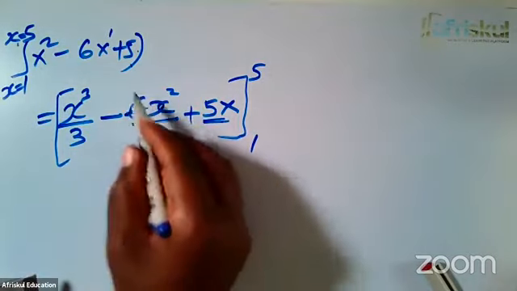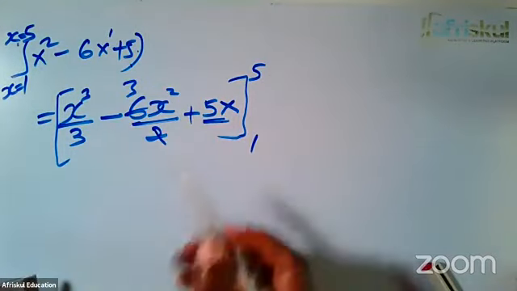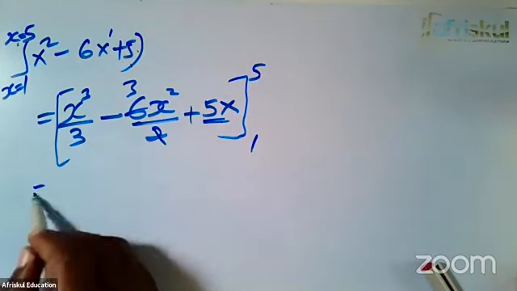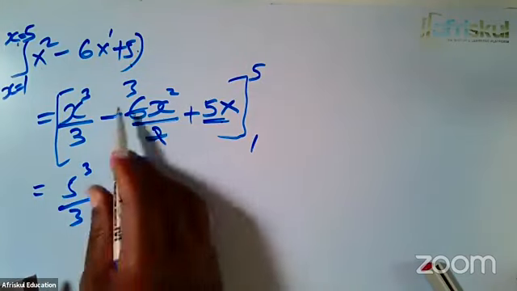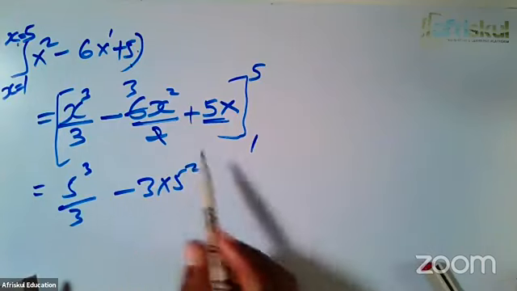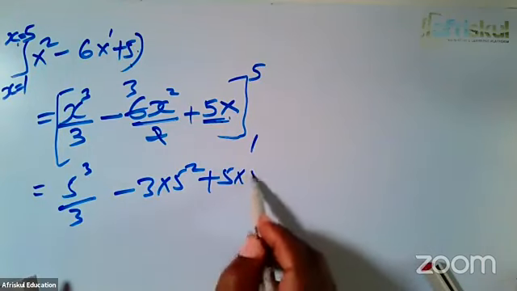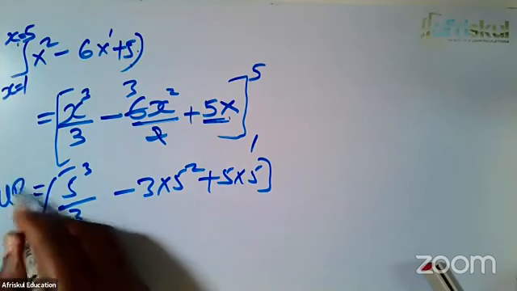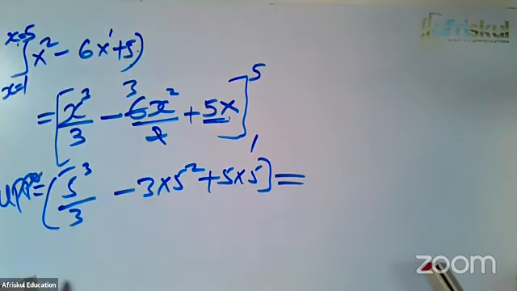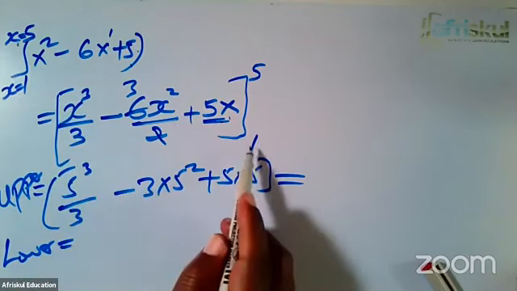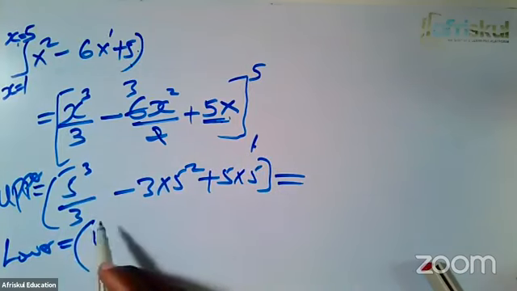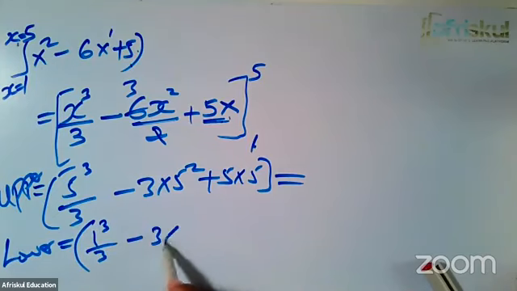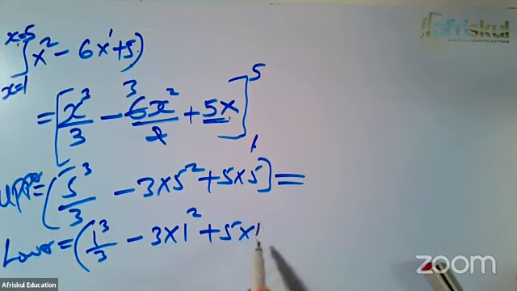So come and put here 5 versus 1 there. Please go ahead and evaluate by putting the upper limit. So the upper limit will be 5 cubed, if you assume x is 5. So 5 cubed over 3 minus 3 times 5 squared plus 5 times 5. First of all, you handle the upper limit, which gives us an answer. And then we have the lower limit, the same function, but this time you're inserting 1 in the place of x. So we have 1 raised to power 3 over 3 minus 3 times 1 squared plus 5 times 1.